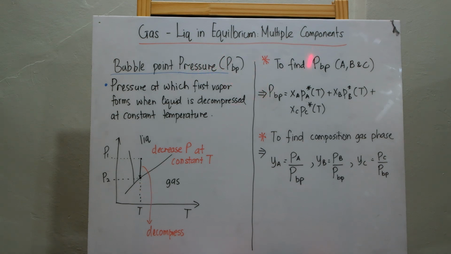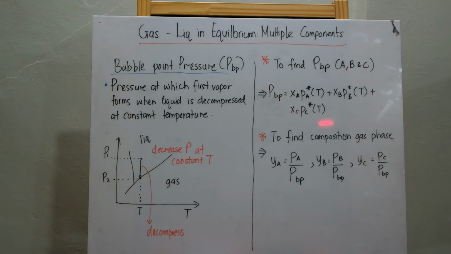In order to find bubble point pressure, let's say in your exam, you need to find the bubble point pressure in a system that contains multiple components. For our system, let's say we use A, B, C. To find bubble point pressure, we have to use this equation. Okay, but it's not difficult, because for this system at constant temperature, we already know T. So you know your X, you know your T. So you do this calculation, and you can easily obtain your bubble point pressure.